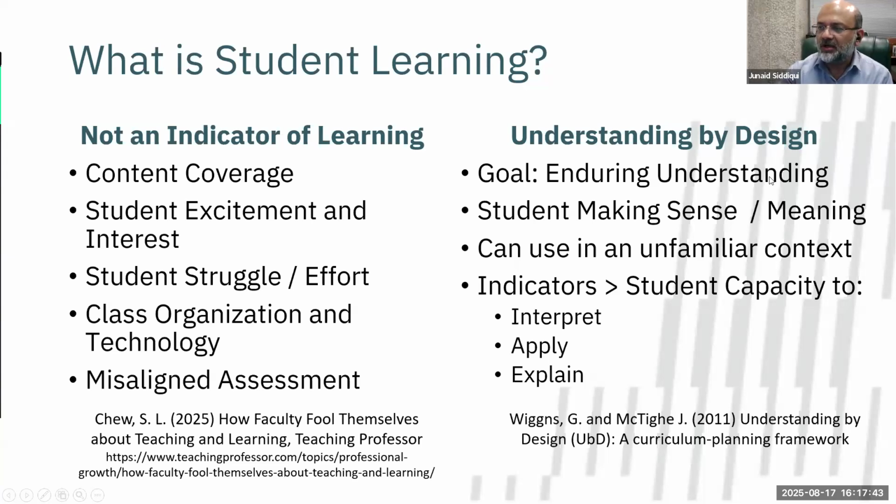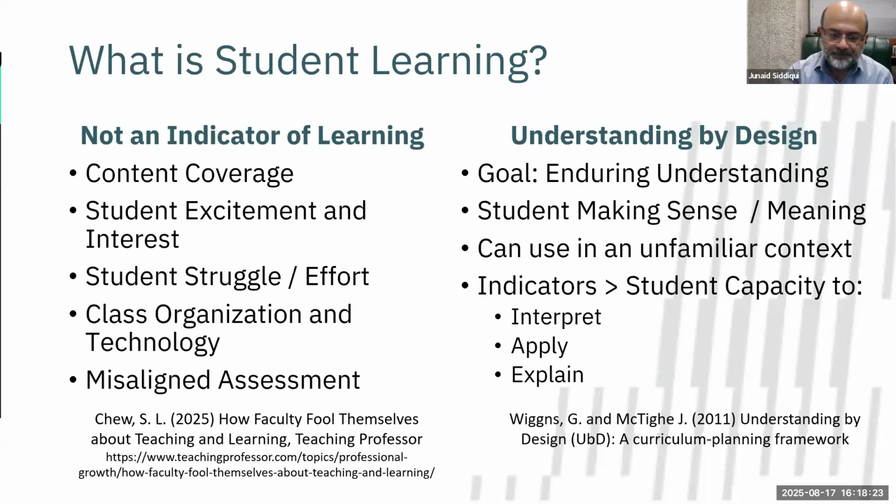Understanding that would last for a long time. And that's why this framework says that we have to design our instruction for understanding. And this means that students need to engage in sense making and meaning making. So our activities, while all of these are important, we need to engage students in a manner that students need to think and they need to reflect. And they should be able to use whatever they are learning in an unfamiliar context. So the indicators of student capacity to interpret, apply, and explain are the true indicators, not some of these things. So we need to focus on these indicators.